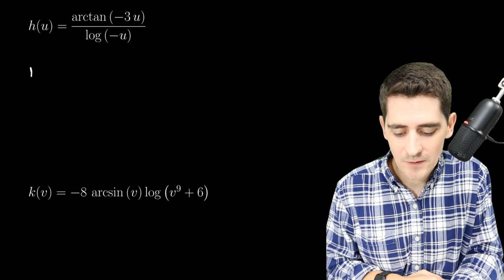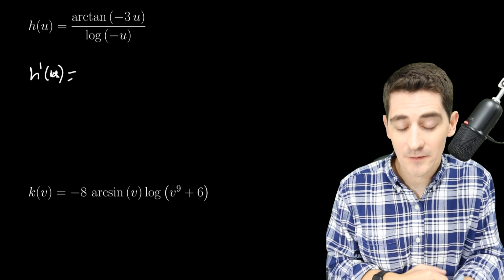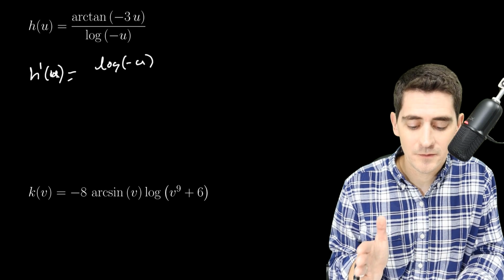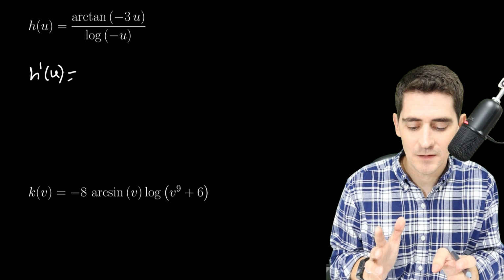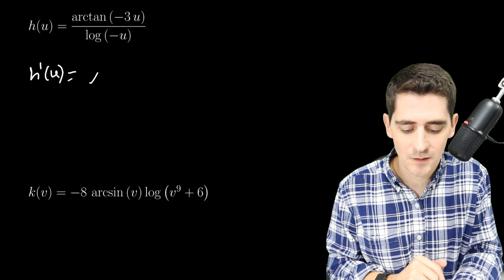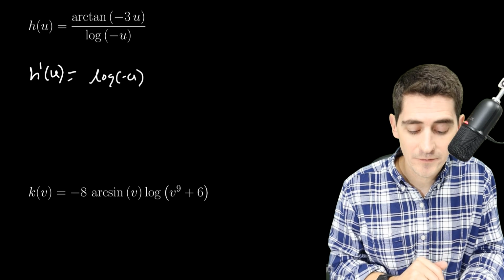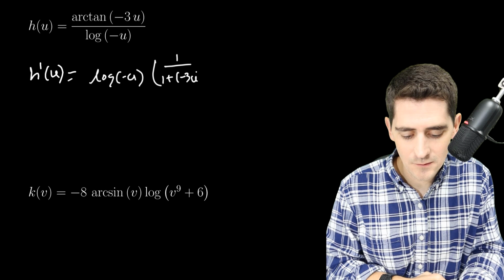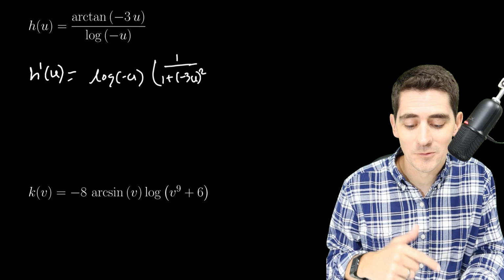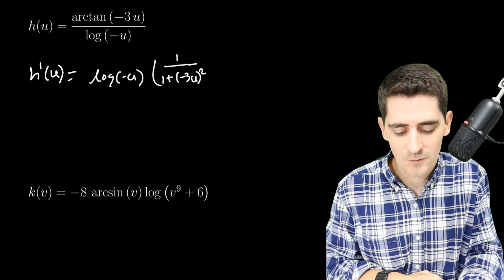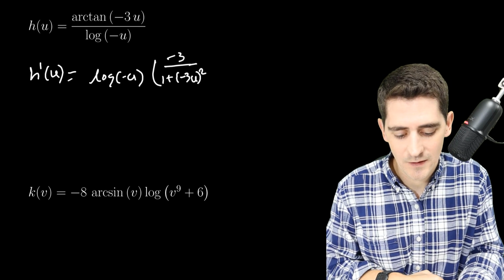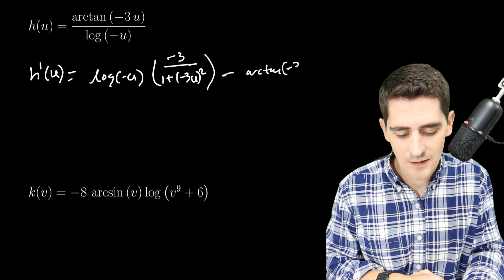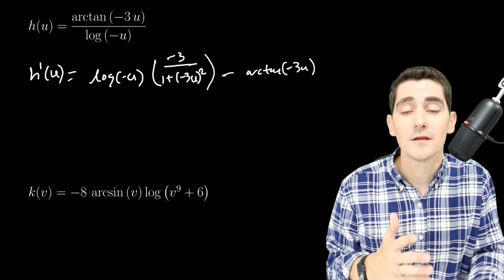Okay, so when I take the derivative of h of u, I'm going to have to use quotient rule. So that's going to be low, which is log of negative u, times the derivative of the top, which is going to be 1 over 1 plus (negative 3u) quantity squared, times the derivative of that, because this is chain rule. So that's going to be times another negative 3. So I'm going to put that in the numerator there. Minus arctan of negative 3u times the derivative of log of negative u.